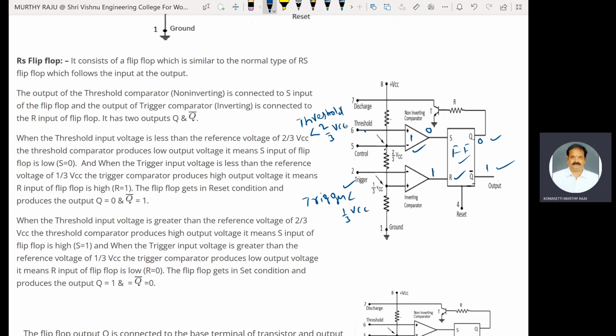Consider the non-inverting comparator: the threshold voltage is less than 2/3 VCC. Consider the inverting comparator: the trigger voltage is less than 1/3 VCC. Therefore, the flip-flop gets into reset condition and produces the outputs Q is equal to 0 and Q dash is equal to 1.